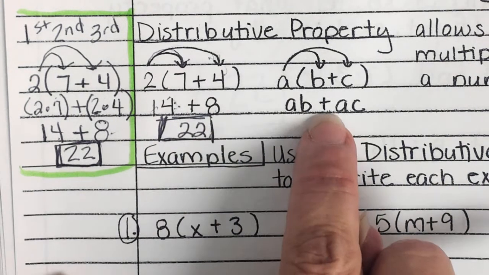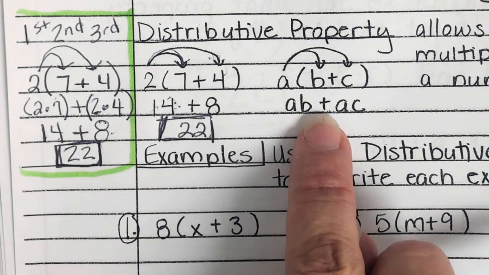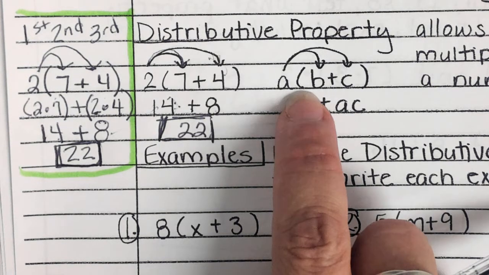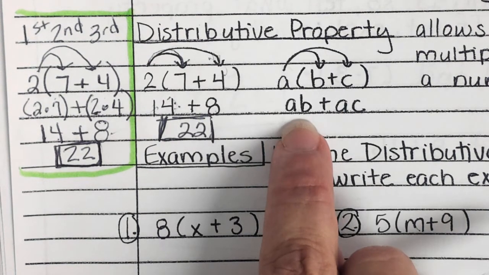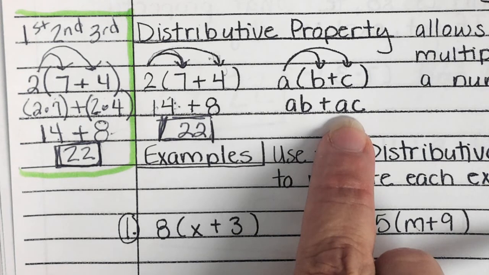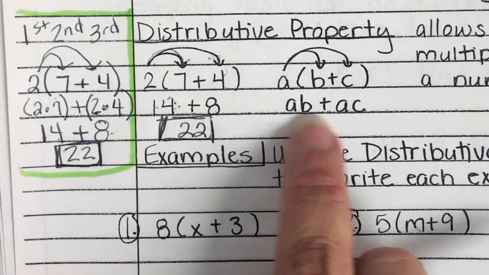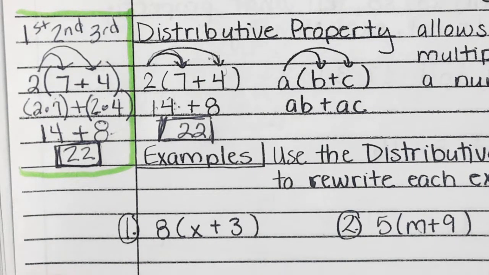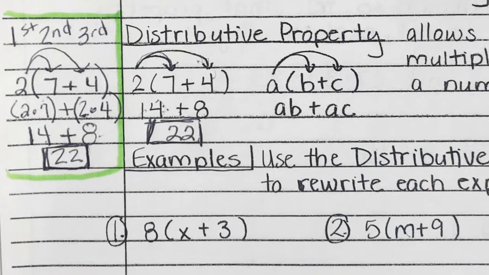Here is the key. When you distribute variables, you are doing A times B. Well, that's the only way to show it, just A times B. There's nothing else we can do with it. Plus A times C. We just do A times C. Okay? We can't combine those because they both don't have B's or C's. Like, they've got to be the same. Okay, so here we go. We're going to rewrite these expressions.